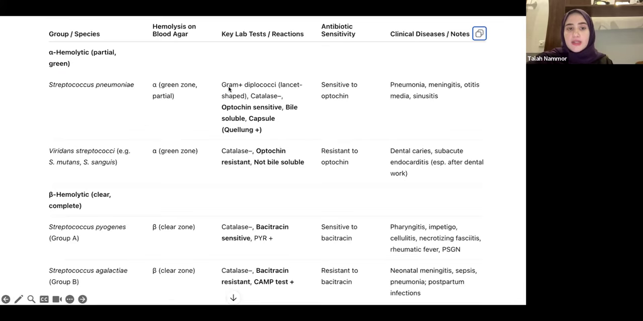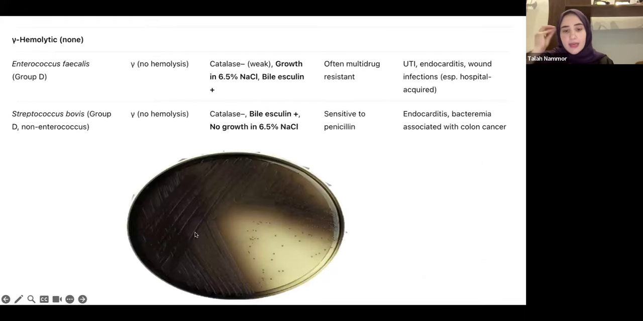This is just a table that I made for you that you can use to revise really fast. No need to memorize it, but just know, for example, strep pneumo is alpha hemolytic, and all of them are catalase negative obviously. Optochin sensitive, it's bile soluble. Viridans is the same but optochin resistant and not bile soluble. The bile solubility was also mentioned in the Sketchy video. Then we have the beta hemolytic, the clear, the complete. Bacitracin sensitive, strep pyogenes. Bacitracin resistant, strep agalactiae. CAMP test positive, strep agalactiae. Just keep these things in mind and you directly know that this is that.